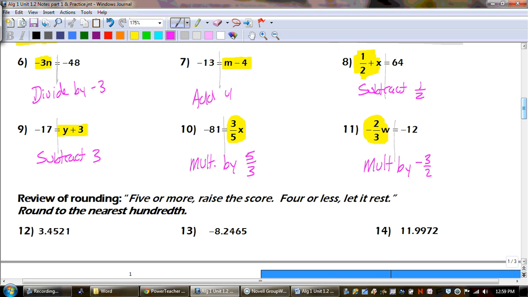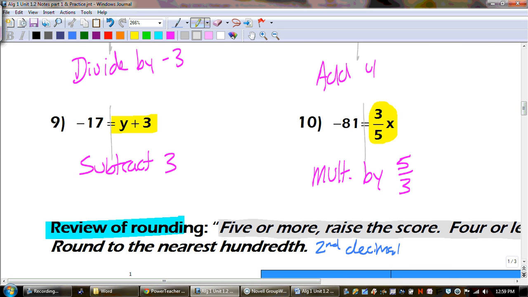Okay, now a review of rounding. When we are rounding, we're going to be rounding to the nearest hundredth, okay? And if you don't know, that is the second decimal. I don't know what your other teachers have taught you or not, but we've really liked this phrase. 5 or more, raise the score. 4 or less, let it rest. Okay? So when we're doing this, let's zoom in and take a look at number 12.